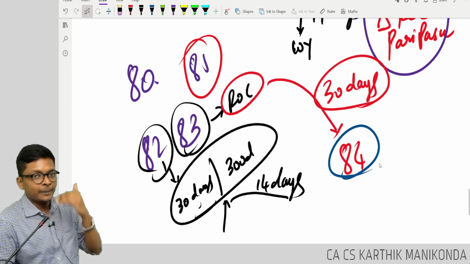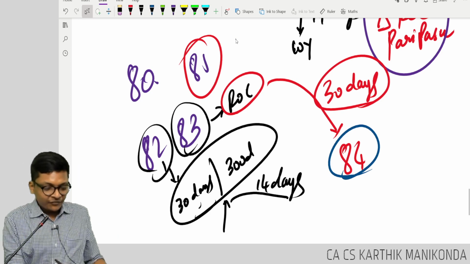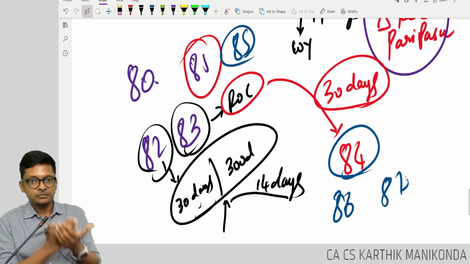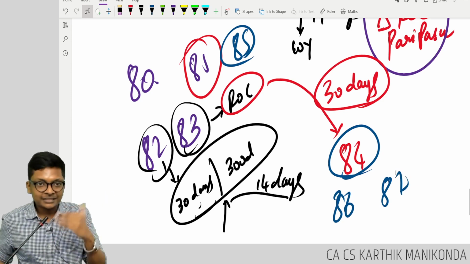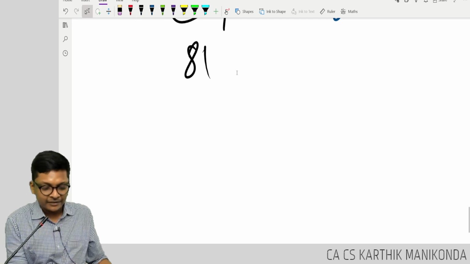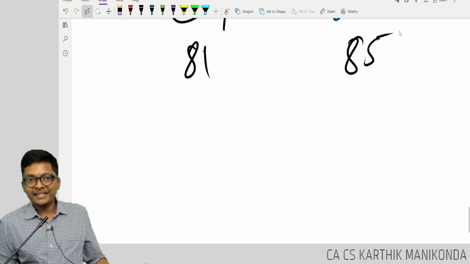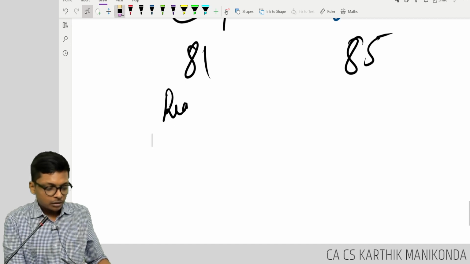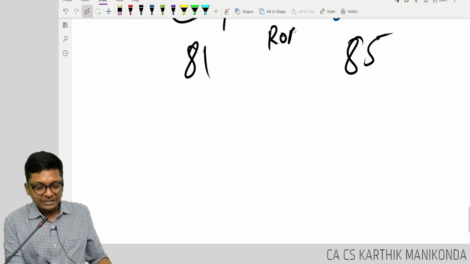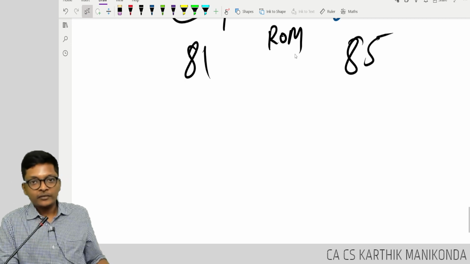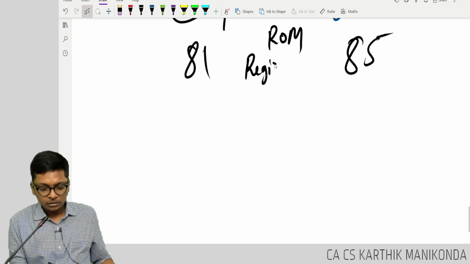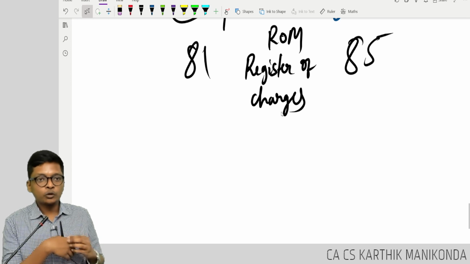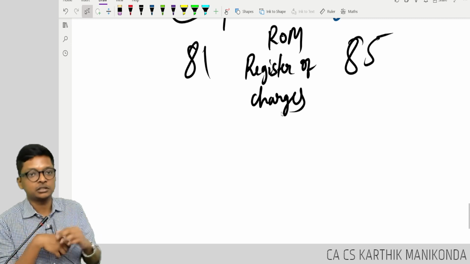84 is intimating ROC. 85, that time I told. 86 is penalty. 87, condonation of delay. That's it. Chapter over. Now the two new sections, 81 and 85. Very simple. You have to maintain, when I use ROM, what is ROM? Register of members. So I'm going to call it register of charge. You need to maintain a register of charge.